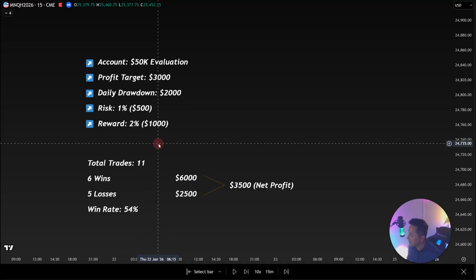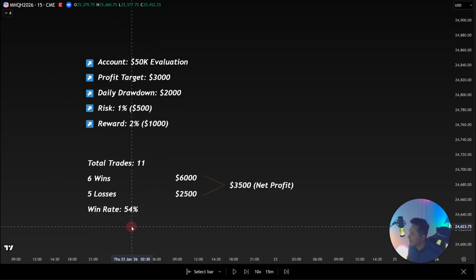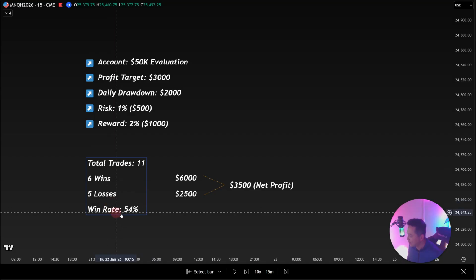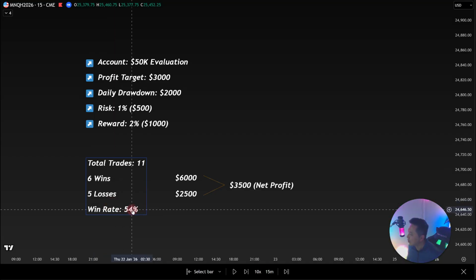And let's just say in a given month, we take 11 total trades, okay? We win 6 of them, we lose 5 of them, right? So not a great win rate, right? The win rate is just over 50%. So I'm sure you can all agree that we could get something like this or very similar to this in the course of a month.